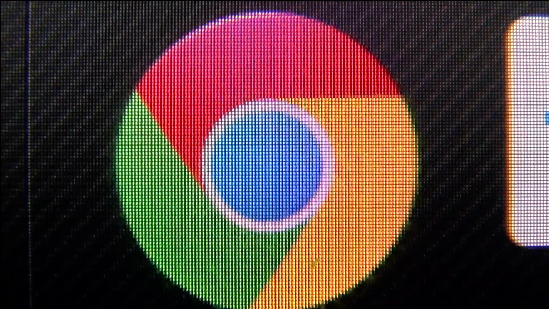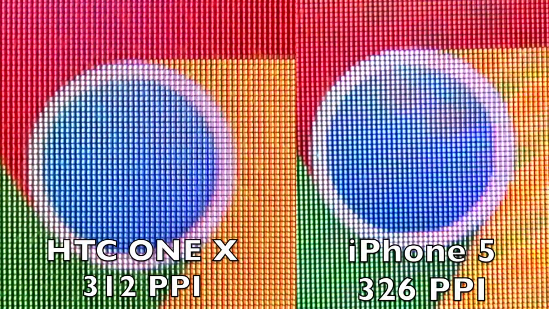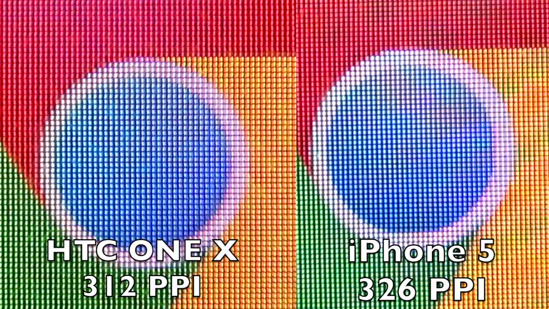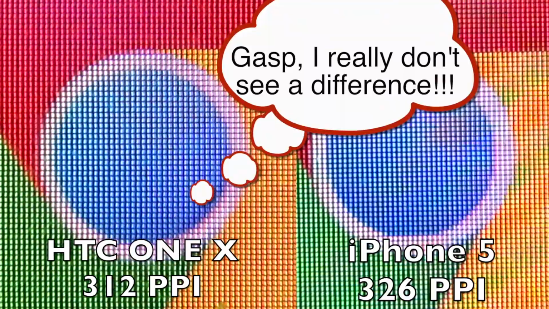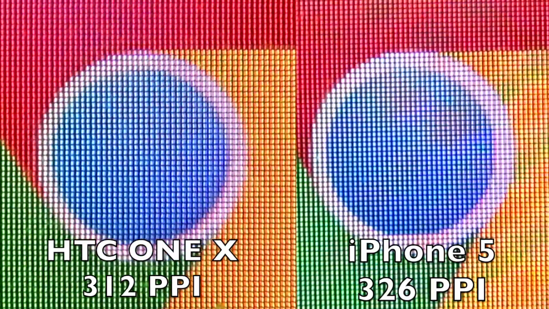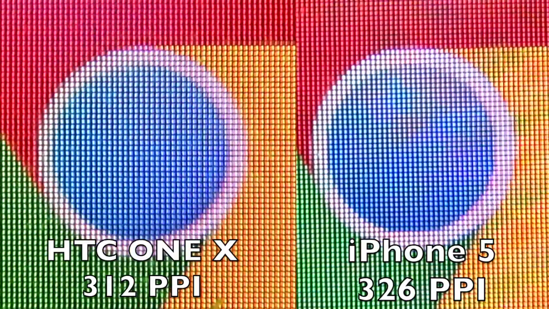Now let's go grab that iPhone 5 and check out this difference. Same icon here that we can compare side by side. This is 326 pixels per square inch. Really, both look fantastic to me. Only when I'm watching videos can I really see a difference between these displays, but it's going to be such a hard choice to decide between them.